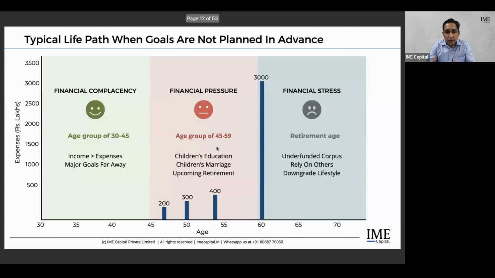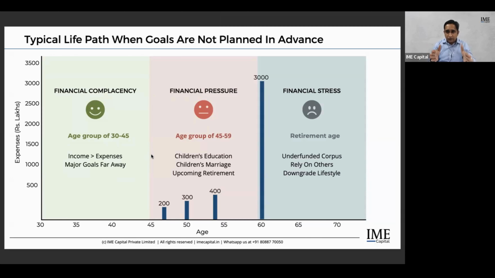And this is why what we have tended to see quite often is families in their early 30s to about 45 could be in a state of financial complacency, where income is well ahead of expenses. A lot of your major goals are far away, and therefore the criticality of planning is not something which is that evident.